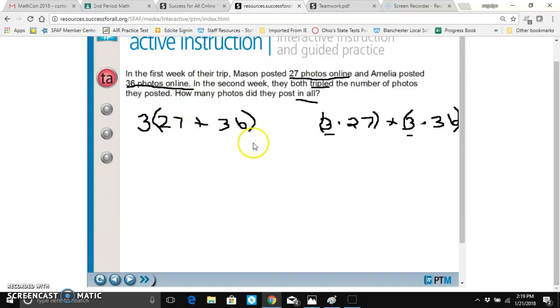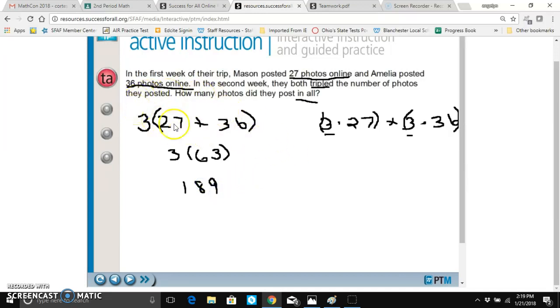This is the PEMDAS way. This is the distributive property way. If I were to solve this using PEMDAS, I would do 27 plus 36, which would be 63. And then I would take 63 and multiply it by 3, and I would get 189 photos.